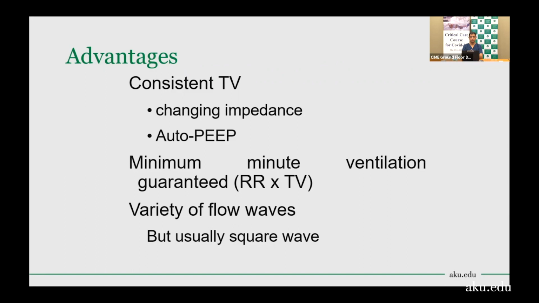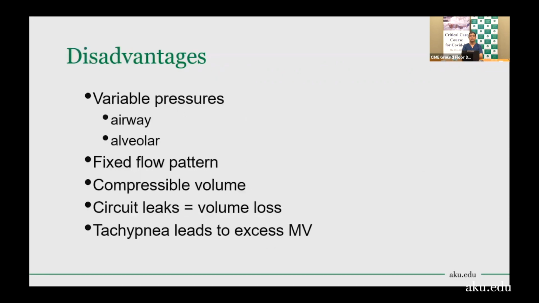There are a variety of flow waves in the ventilator for volume control, but it's usually a square wave. Disadvantages are that it has variable pressures in the airway and alveoli, and the alveolar pressures are quite variable. It will give a fixed flow pattern. It is a compressible volume, and if there is a leak in the circuit, you will have volume loss. And if the patient gets tachypneic, it leads to excessive minute ventilation.